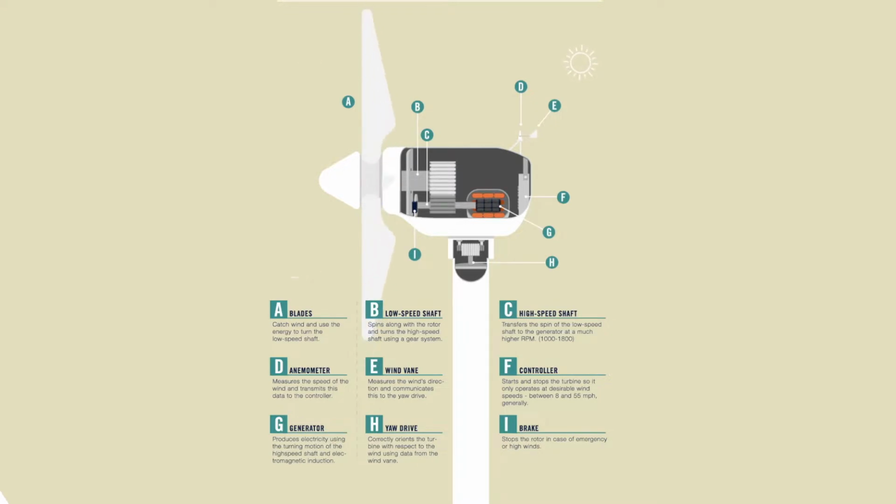Wind energy is the process of converting wind into usable power through many key parts. First, there are the blades. The blades are used to catch the wind and spin the low-speed shaft. The low-speed shaft spins the internal rotor and turns the high-speed shaft using a highly efficient gear ratio system. All of this turning and moving generates mechanical energy through electromagnetic induction, which is converted into electricity via the generator. This entire process is controlled by the anemometer, which measures wind speed and sends information to the controller that starts and stops the wind turbine to only perform in optimal wind conditions.